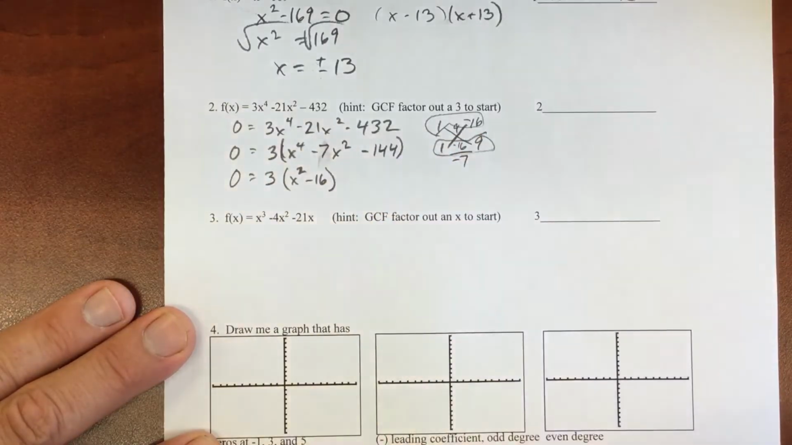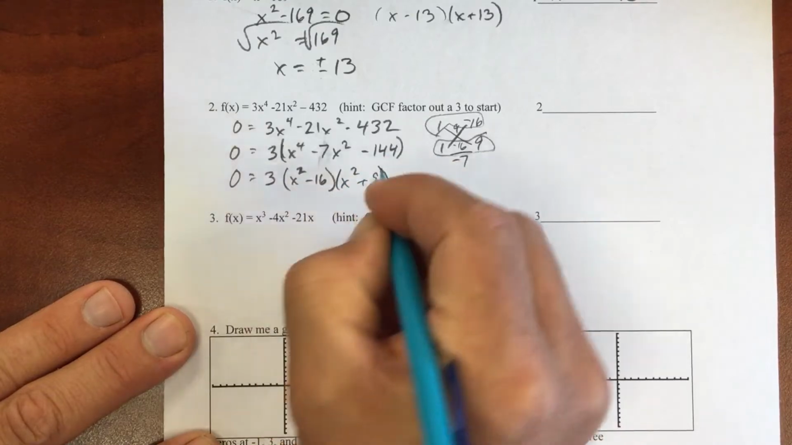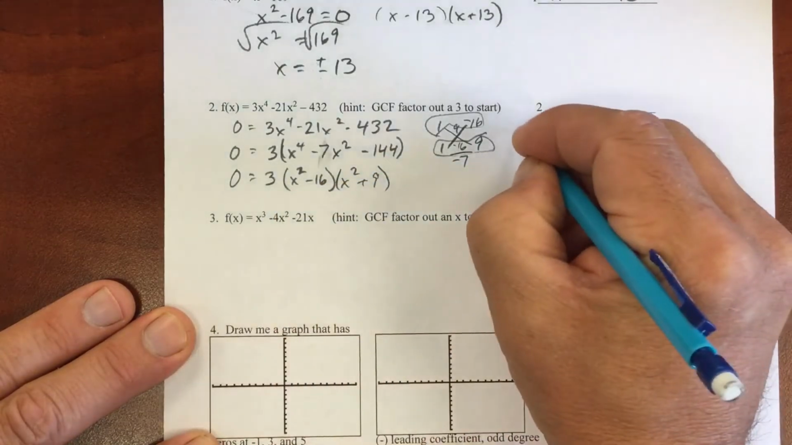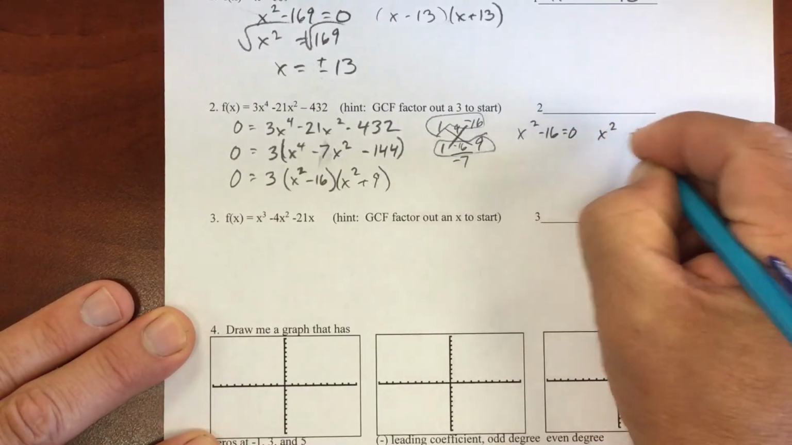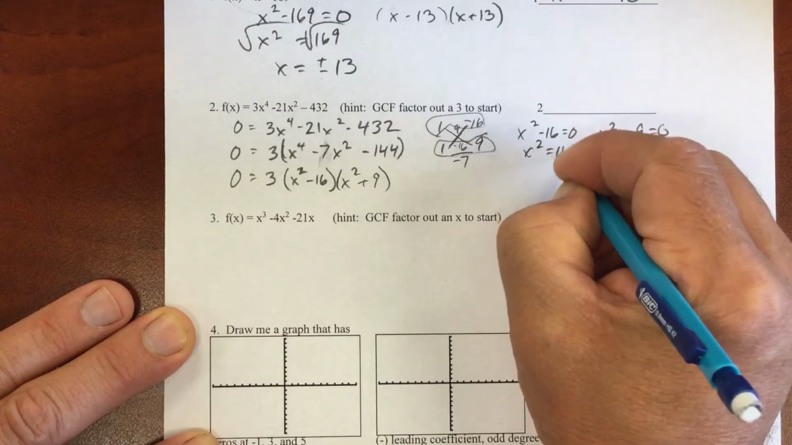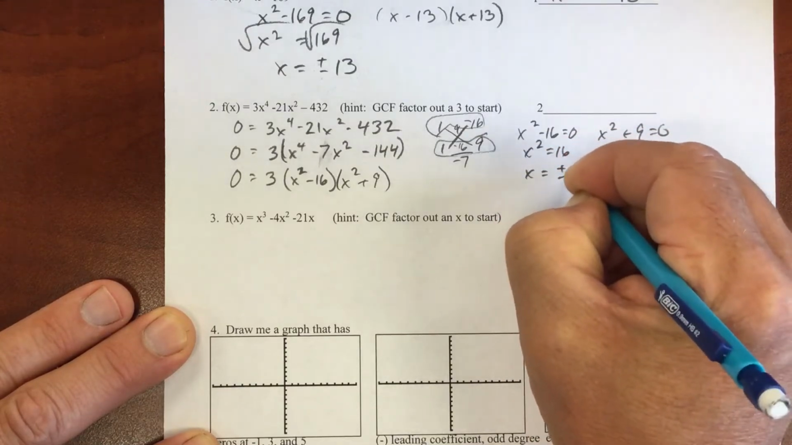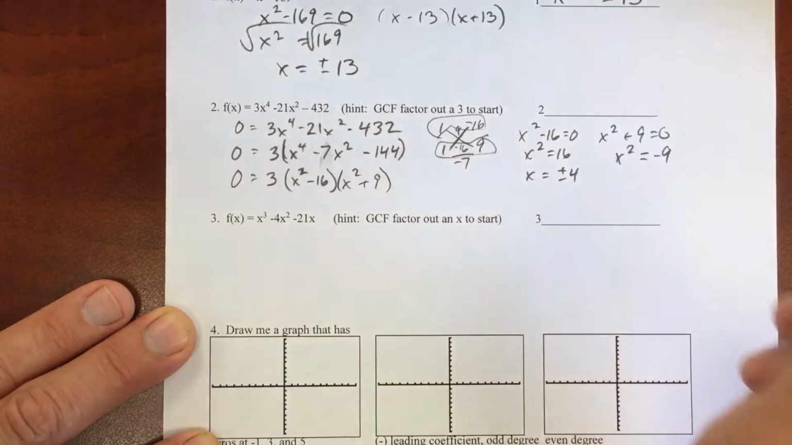And this one over here would be x squared plus 9. And if I set these two equal to 0, I find x squared equals 16, and x is plus or minus 4. And I find x squared equals negative 9.